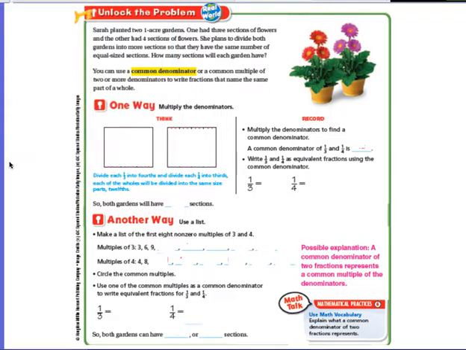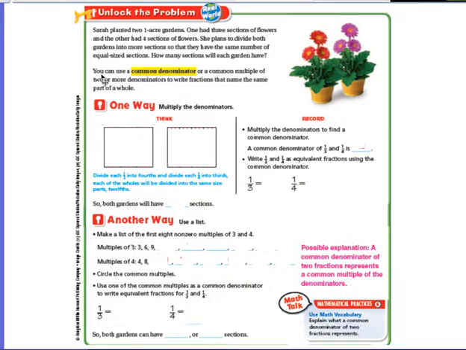Okay, please look back at your notes at what a common denominator is or a common multiple. So first we're going to look at this story problem. Sarah planted two 1-acre gardens. One had 3 sections of flowers and the other had 4 sections of flowers. She plans to divide both gardens into more sections so that they have the same number of equal sized sections. How many sections will each garden have?